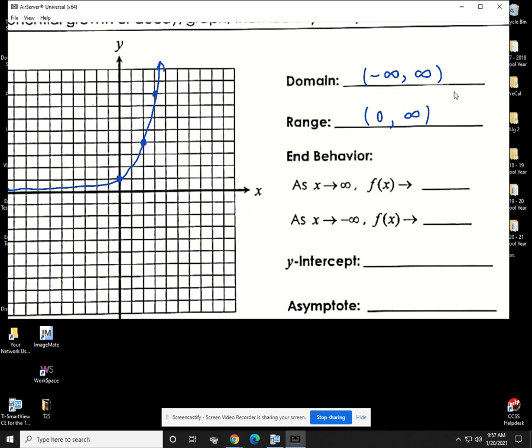All right, let's do the next part, end behavior. Now look at this, guys. As my x value goes off to the right, which way is y going? It's going up. And will it keep going up and up? So what's it always going to approach as x goes off to the right? Infinity.